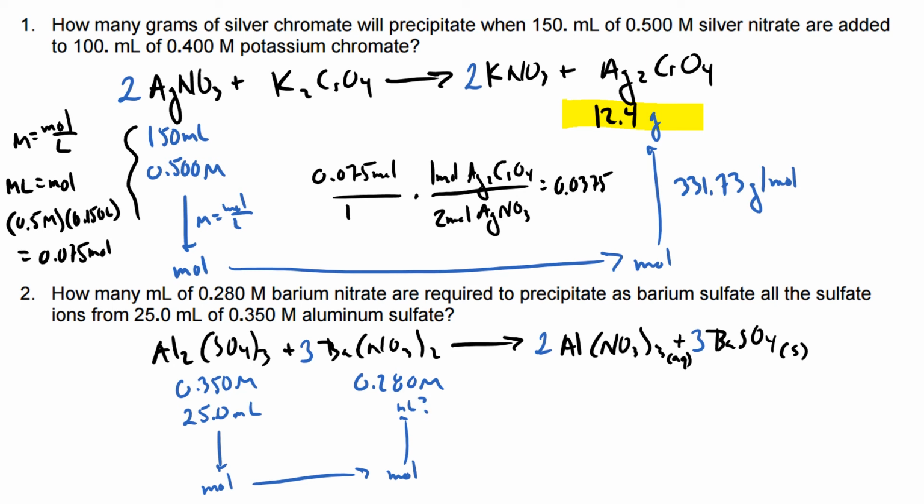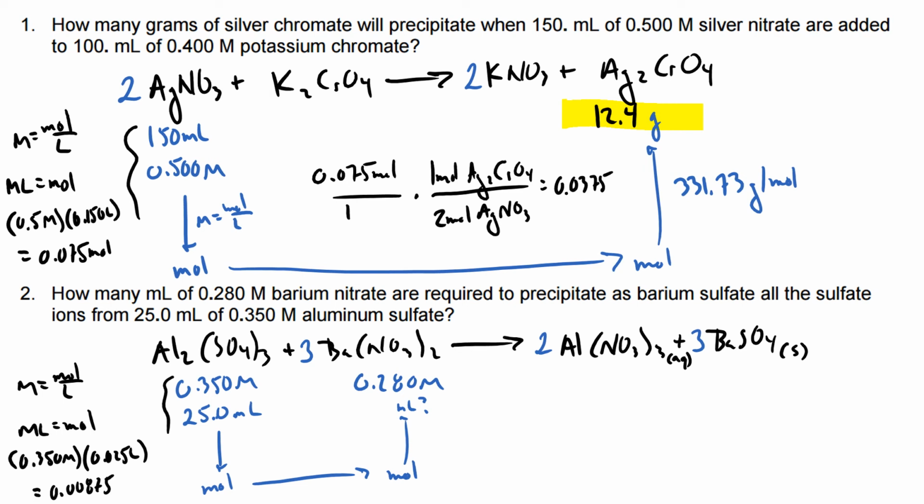Just like before, there's 3 steps to this problem. So we'll start by first doing a molarity equation. Here again, we know molarity equals moles over liters. We're looking to solve for moles, so we'll get moles by itself. 0.350 molar times 0.025 liters. And that gives us 0.00875 moles of aluminum sulfate.